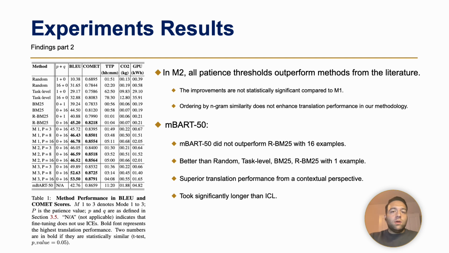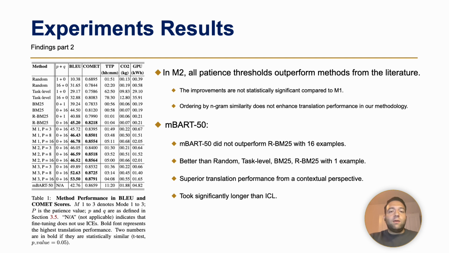The results from Mode 2 indicate that all three patience thresholds outperform the methods in the literature, though the improvement is not statistically significant compared to Mode 1. This suggests that ordering examples by n-gram similarity does not boost translation performance in our approach.